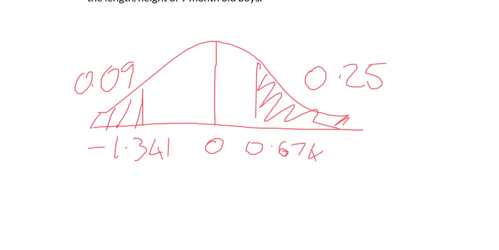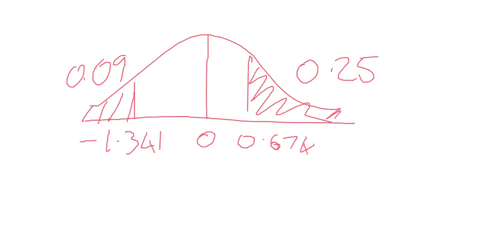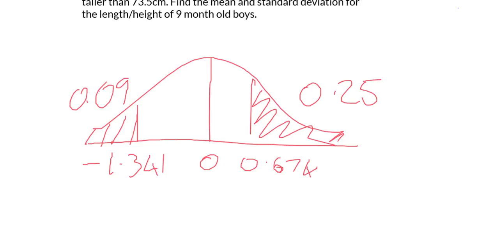Okay, so we now need to put in our x-axis. And we have some things that we know. So going back up here, we knew that our 9% line was 66 centimeters. And our 25% line is 73.5. Alright, so this gives us a chance to set up a couple of equations.